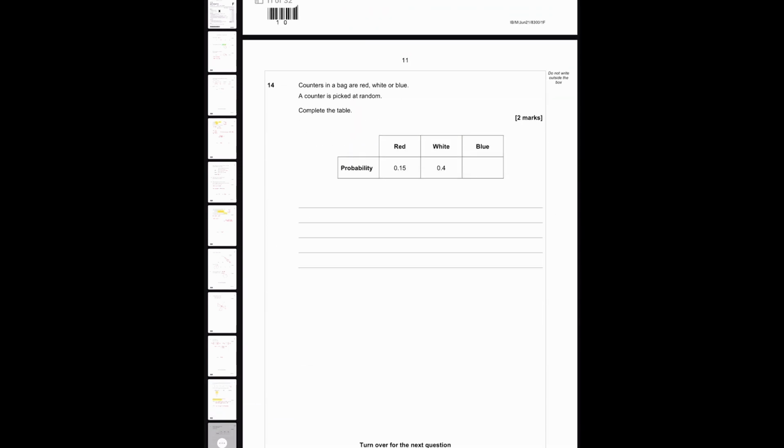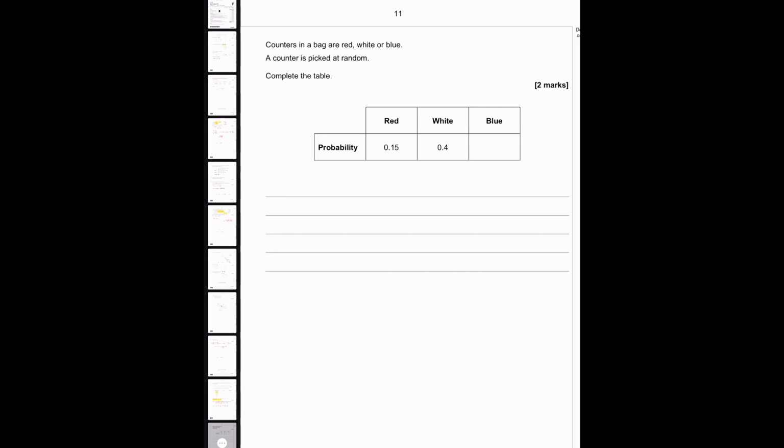Question 14 is all about probability and says that counters in a bag are red, white, or blue. A counter is picked at random. Complete the table. We can see we know the probability of red is 0.15. The probability of white is 0.4, but we do not know the probability of blue. However, there is one more fact that we do know that will help us solve this problem, and that is that all probabilities add to 1.